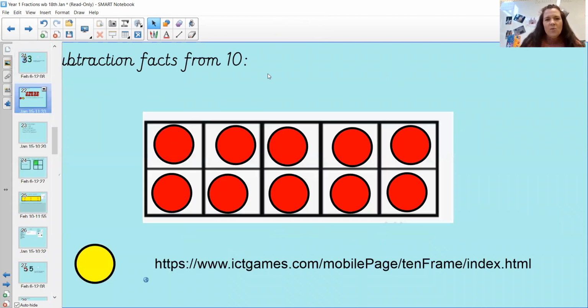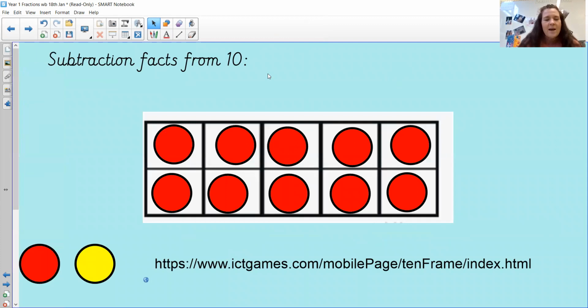Okay, right, today for our fluency, in number today, we're going to be thinking about our subtraction facts. Now, children, you've been really good at knowing your number bonds to 10. You've been practicing those lots, but we want you to think about something called subtraction facts. So what that means is what it looks like when you take away from 10. Okay, subtract, take away, less than.